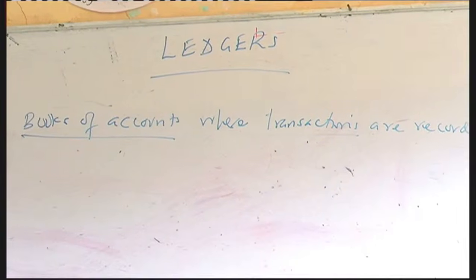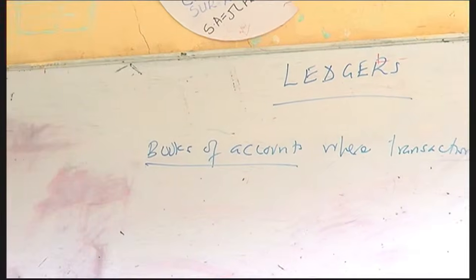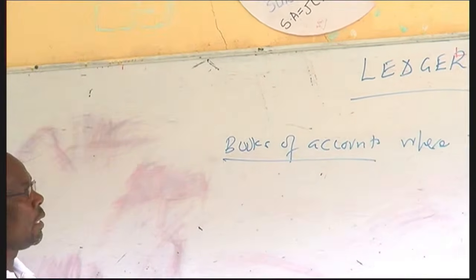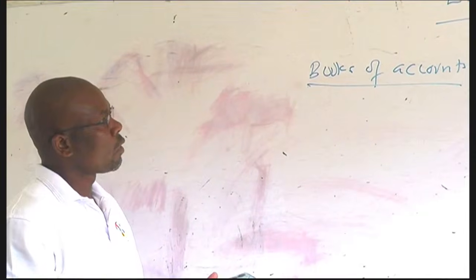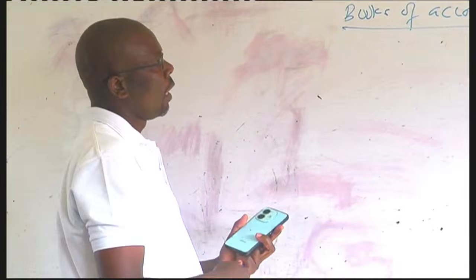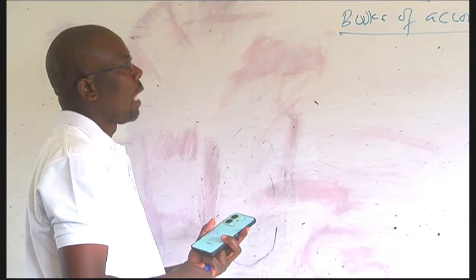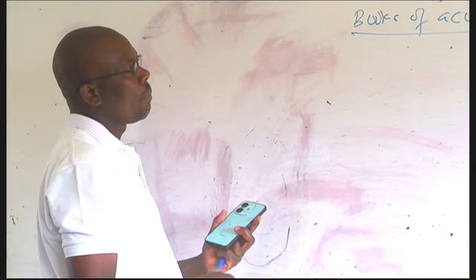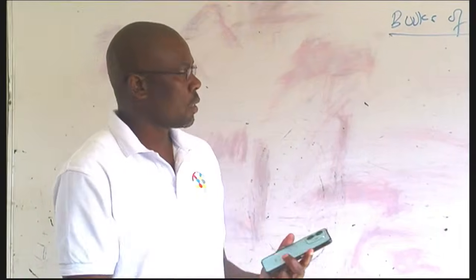So if we take, for example, cash is an item. Cash is affected in so many ways because we use it to purchase goods. At the same time, we receive it when we sell goods. So we can be able to open cash accounts so that we are able to monitor the cash in and cash out.